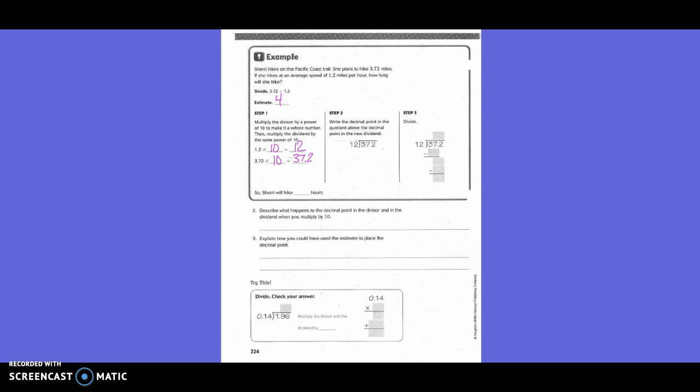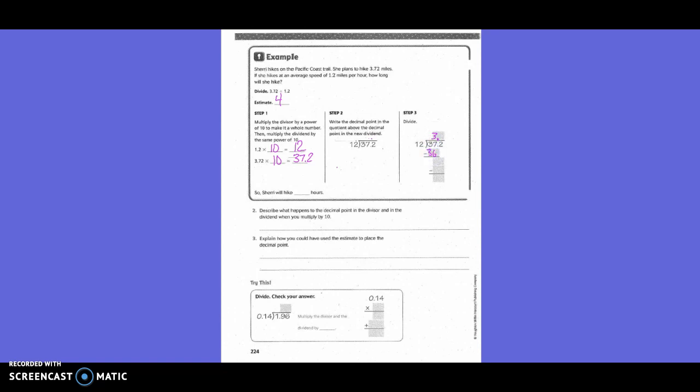So once again, you bring your decimal straight up. All we're doing here is placing the decimal. So now we know that we are dividing 37 and 2 tenths divided by 12. So I bring my decimal straight up again. How many times does 12 go into 37? 3 times. 3 times 12 is 36.